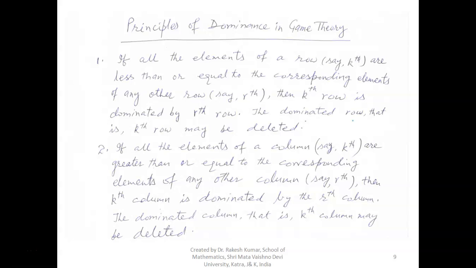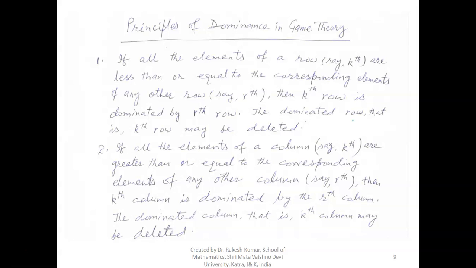Number 2, if all the elements of a column, say kth, are greater than or equal to the corresponding elements of any other column, say rth, then kth column is dominated by rth column. Thus this dominated column, that is kth column, may be deleted because the strategy corresponding to this kth column is inferior, as it is producing a lot of loss to player B.